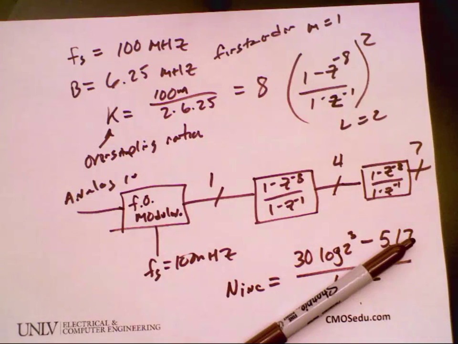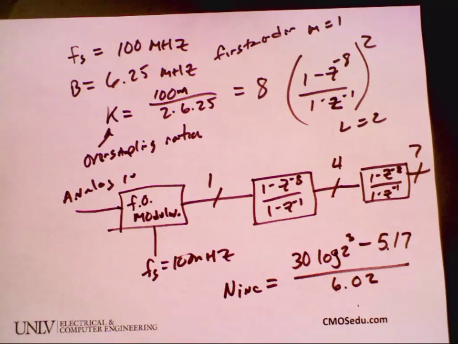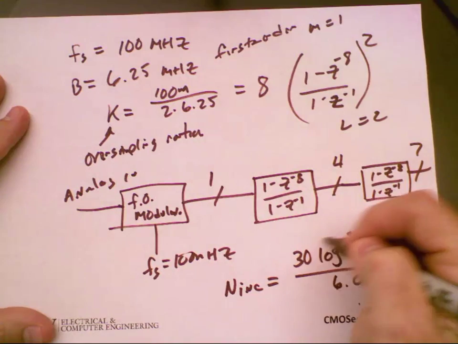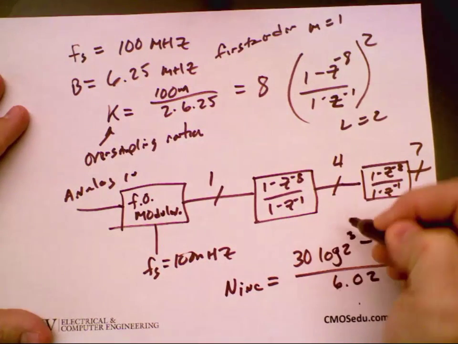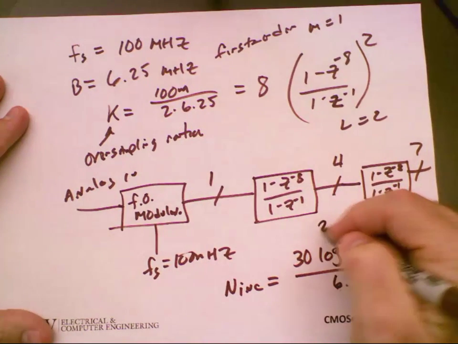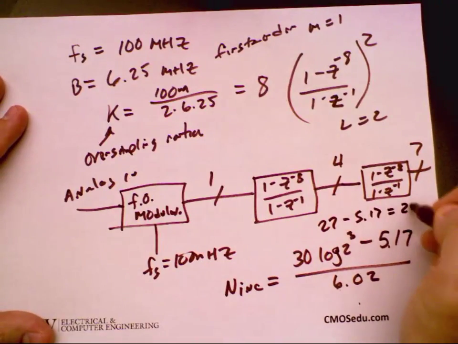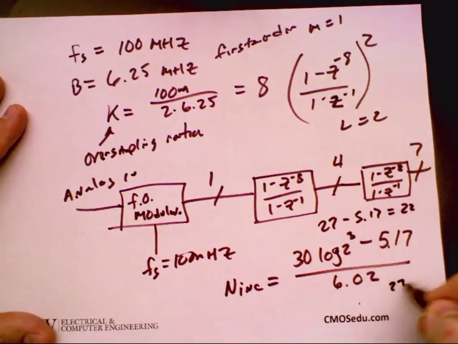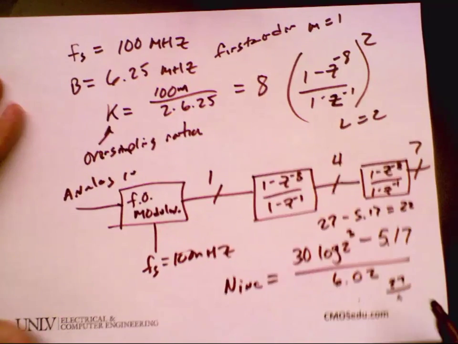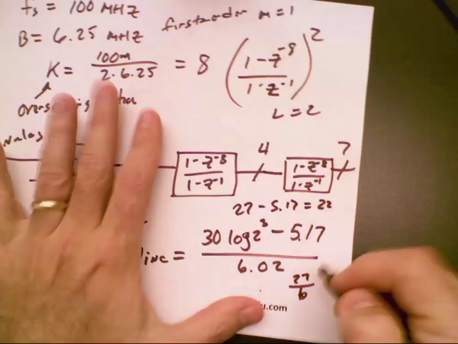It's funny, I find myself saying more often, I used to know that. So that's 0.3. So 0.3 times 90 is 27, minus 5.17 is 22. 22 divided by 6 is 4.3, right?